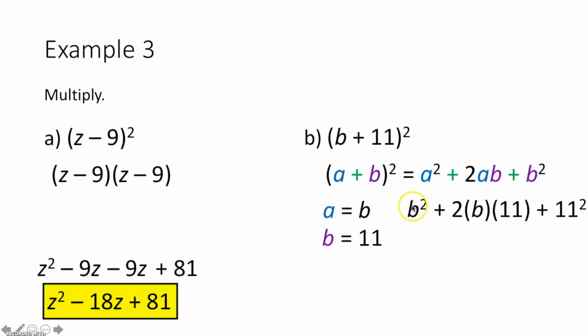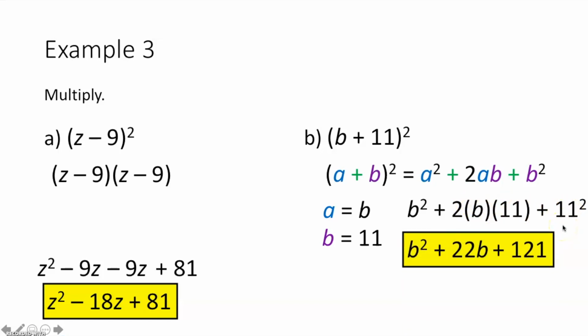We now simplify. b squared, done. 2 times b times 11. Just multiply the 11 and the 2, you get 22b. That goes in the middle, and then 11 squared is 121, and you're done.